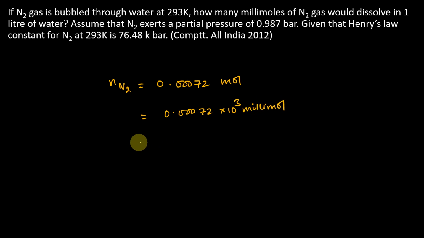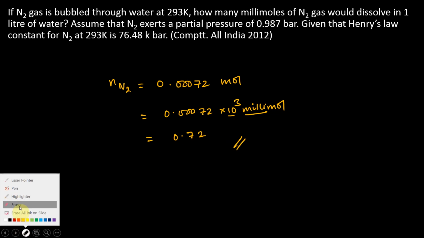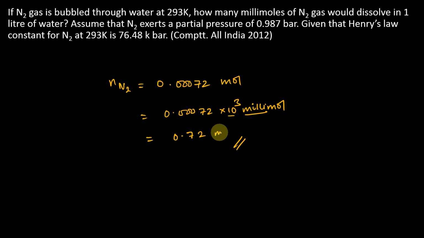So if I multiply by this, because milli is 10 to the power minus 3, into 10 to the power 3 it will become mole again. So it will be 0.72 millimoles. So this is our answer. Okay?